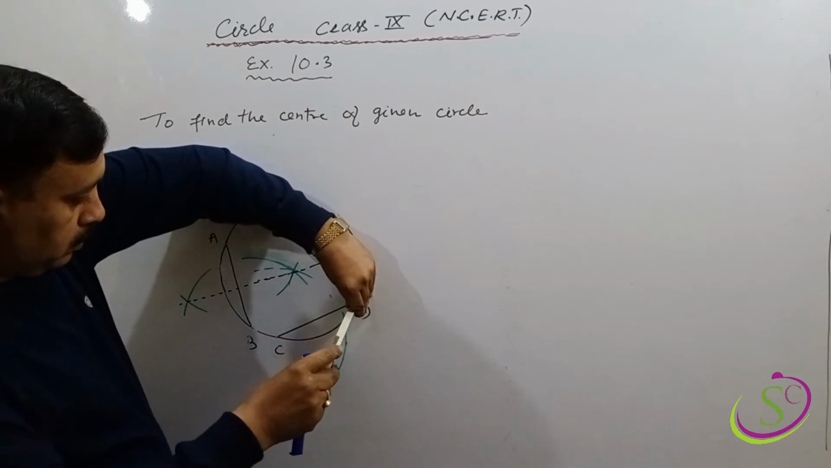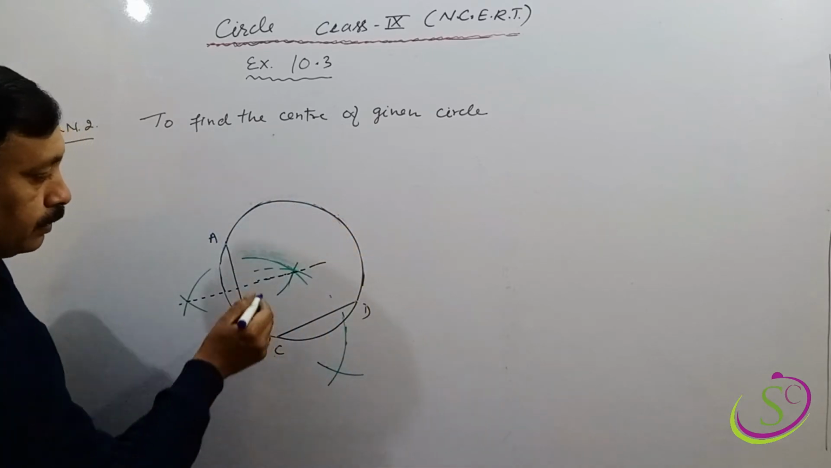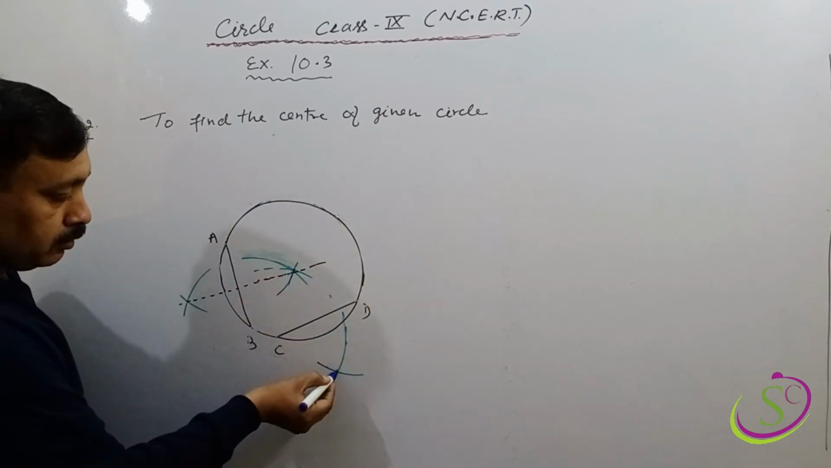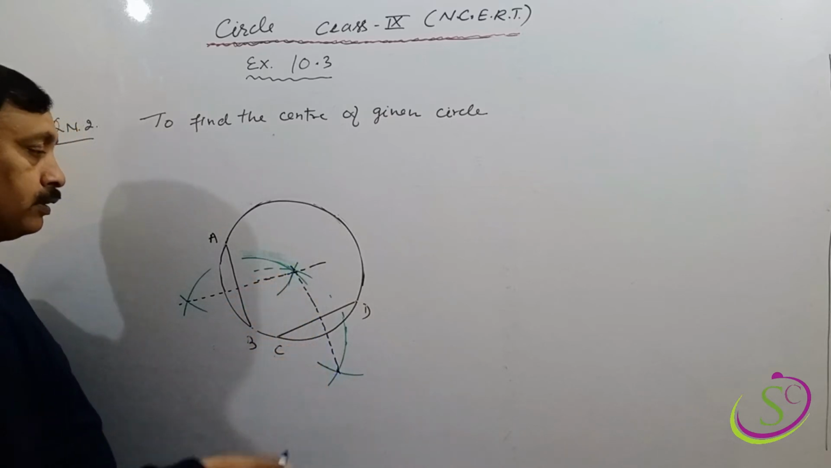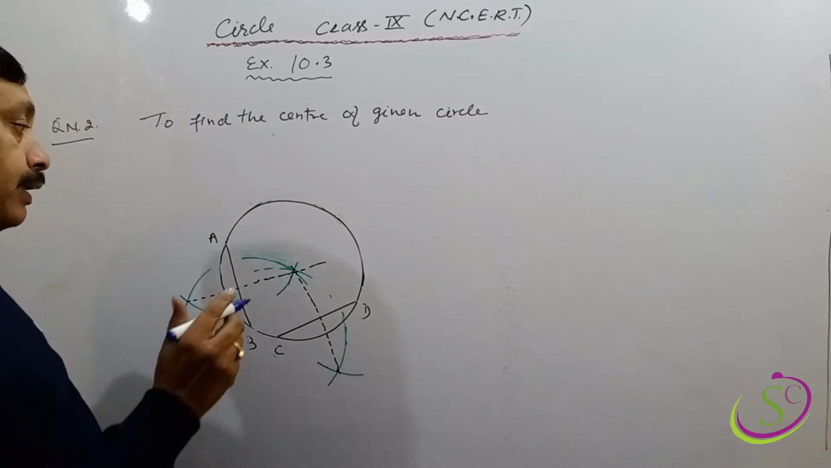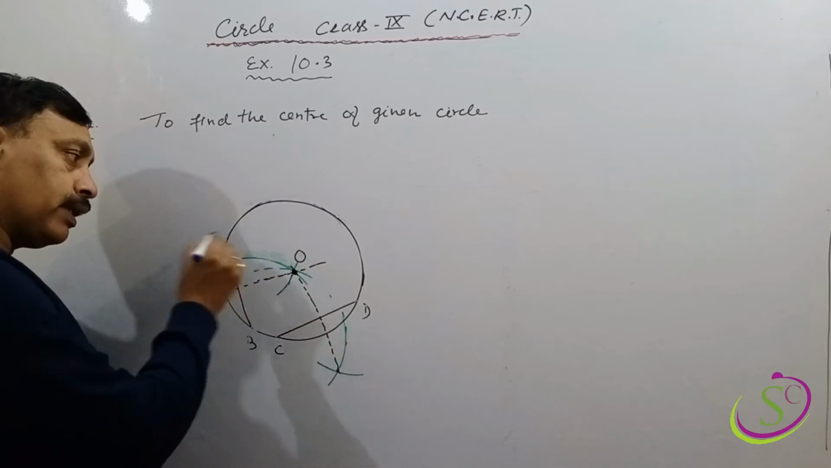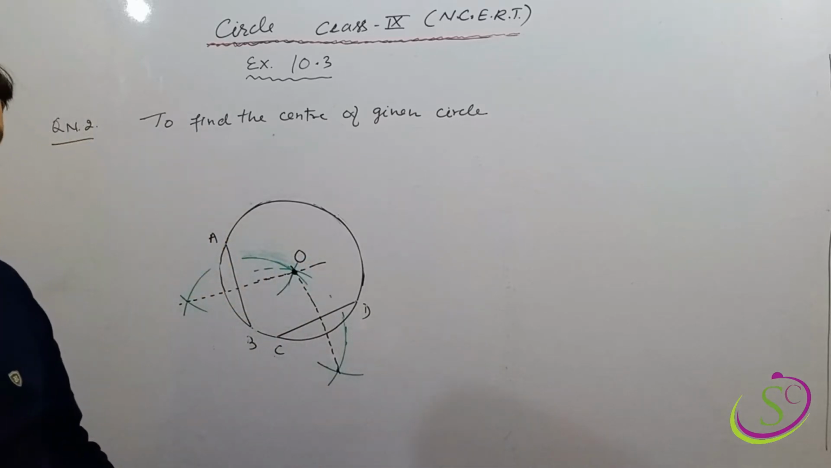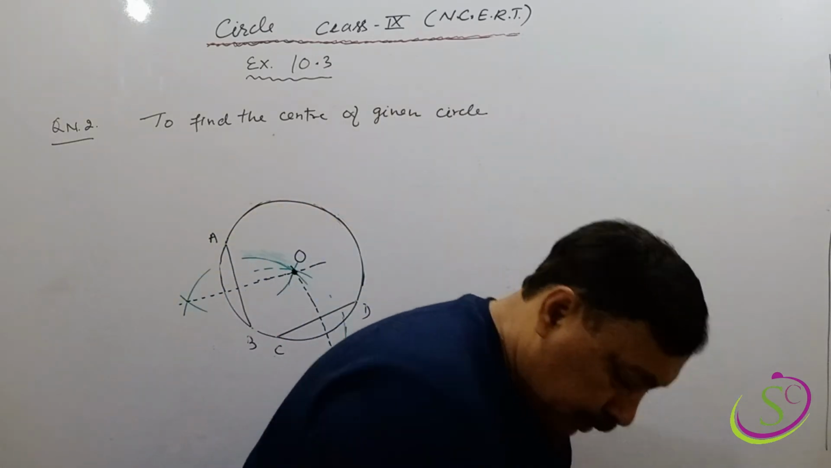Yes, and join this like this. Both the perpendicular bisectors intersect each other at this point, and that point is known as the center of this circle. Clear?